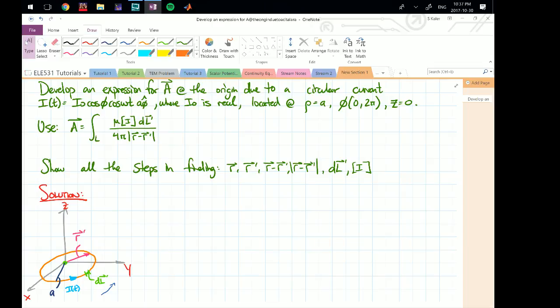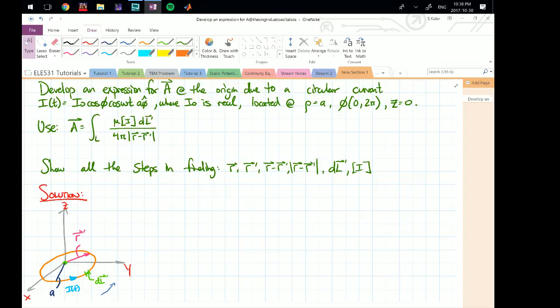We have a question that asks us to develop an expression for the magnetic vector potential, or in other words, vector potential, at the origin due to a circular current. I of t is given, where I naught is real, located at, it gives you the coordinates there. And if you're interested, I would assume at this point you would know how to draw such geometries from a vector calculus course or an introductory course in vector algebra.